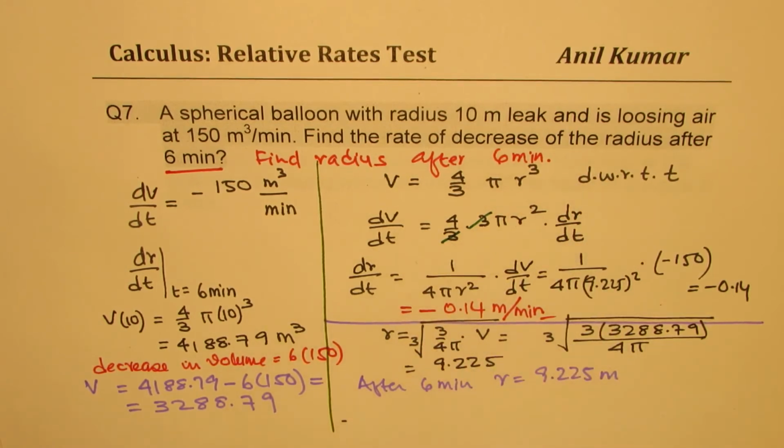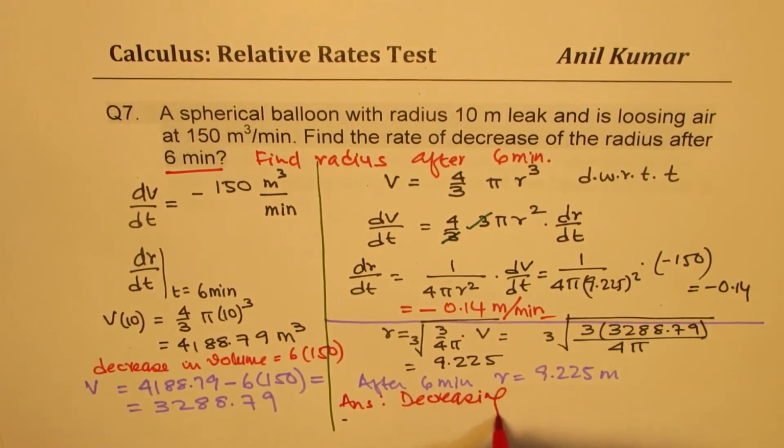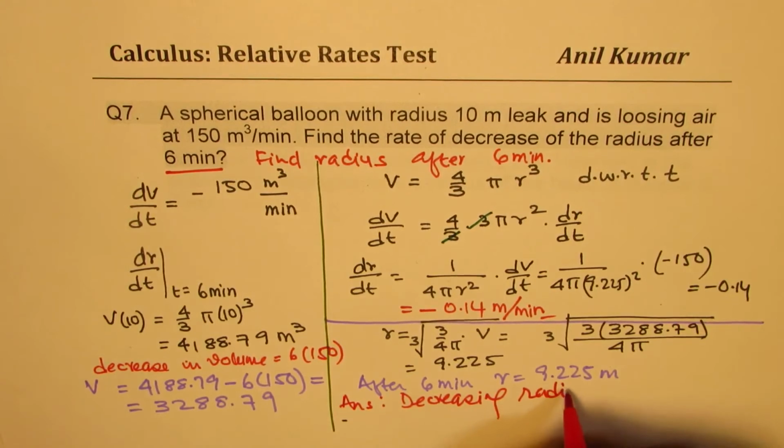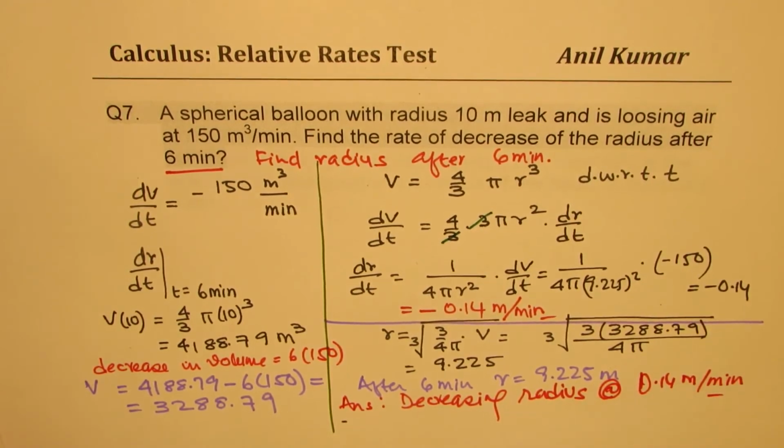So it is decreasing. So let me write down the answer. It is decreasing radius at the rate of 0.14 meters per minute. Perfect. So that is how we are going to answer.